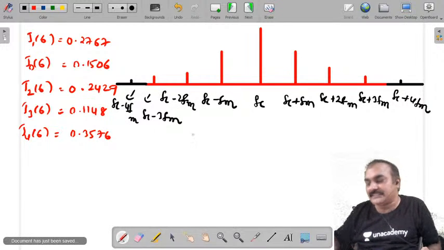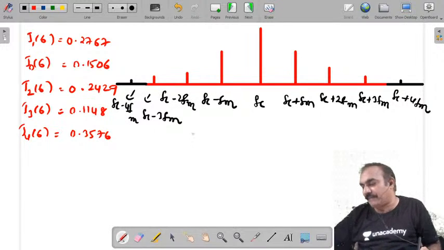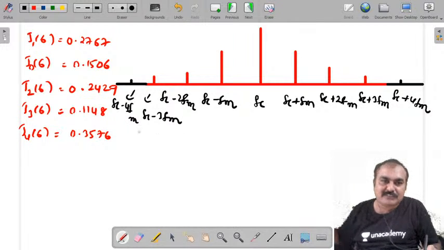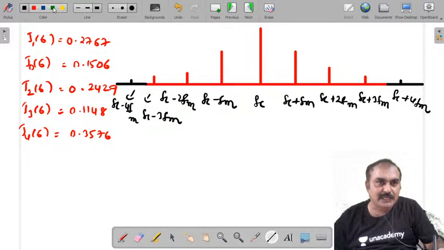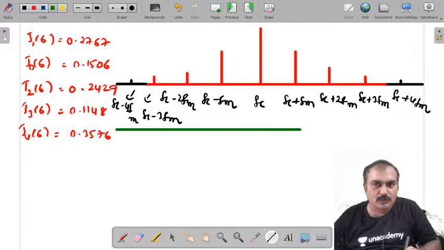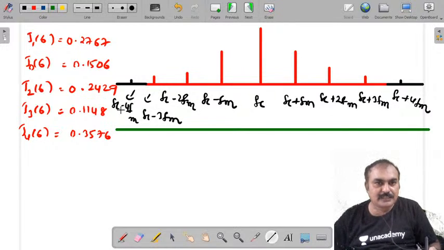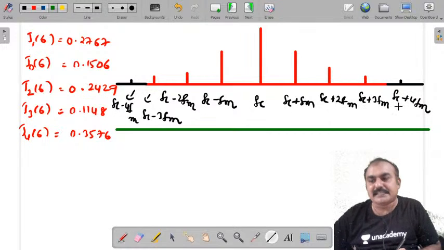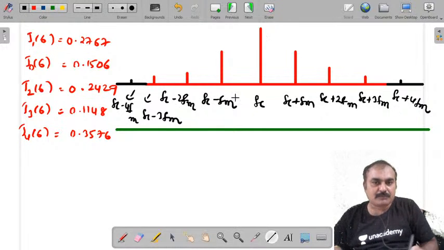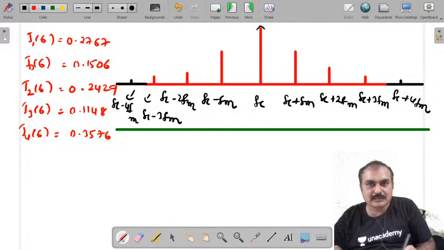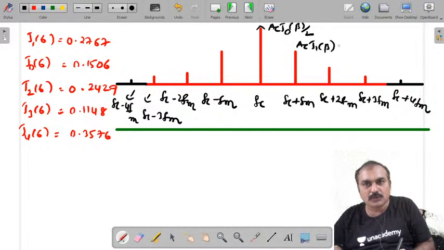Now my dear students, he is asking what is the total power. He is asking the total power contained in the frequency range, the complete power ranging from here to here, that is FC minus 4FM to FC plus 4FM. Okay, this is, my dear students, AC into J0 into beta by 2. This is AC into J1 into beta by 2.